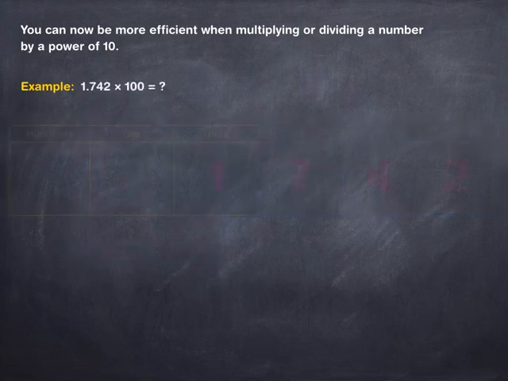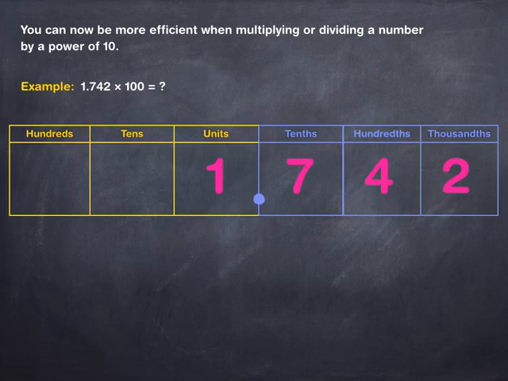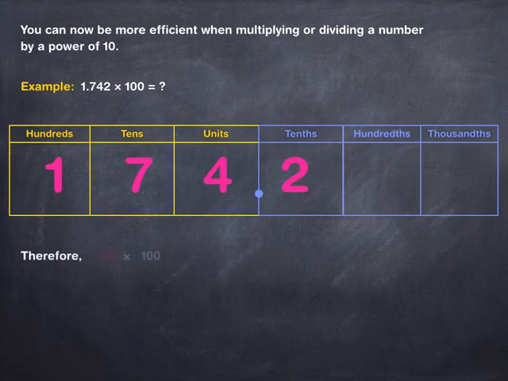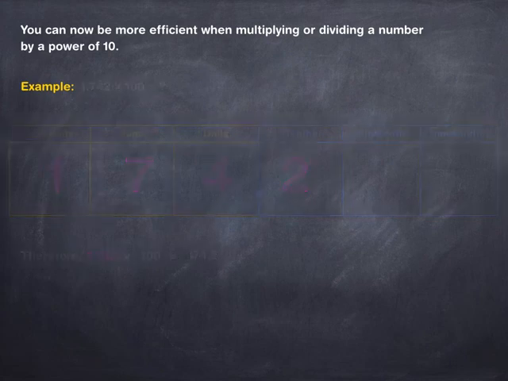Example, 1 and 742 thousandths times 100 equals what? Observe the movement of the digits. Therefore, 1 and 742 thousandths times 100 is equal to 174 and 2 tenths.